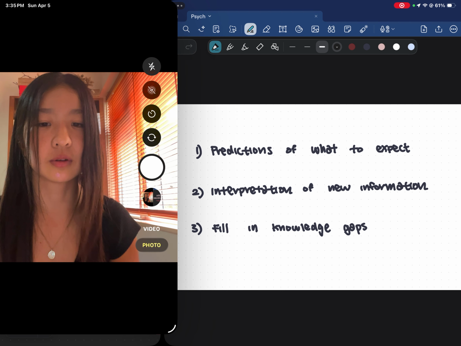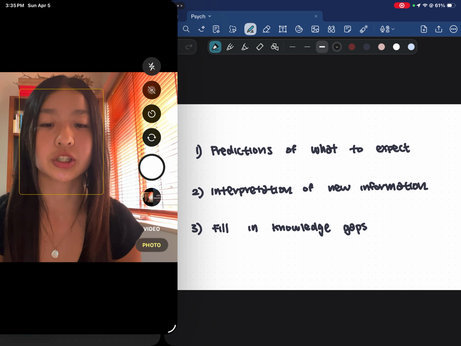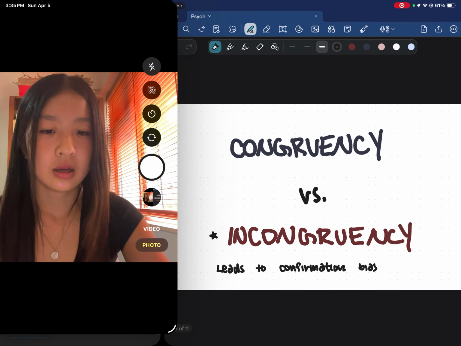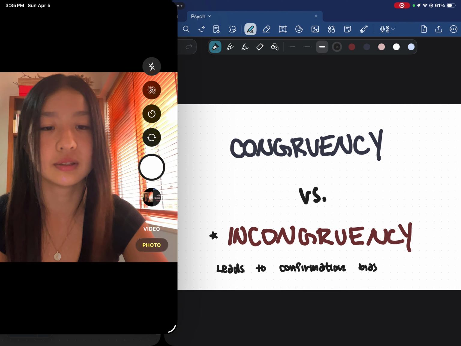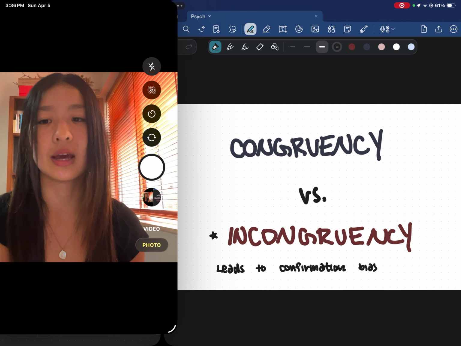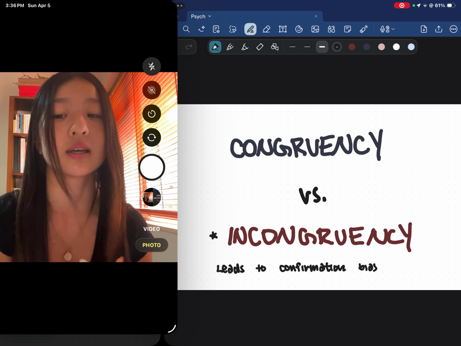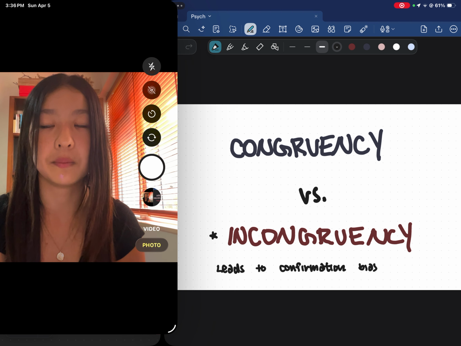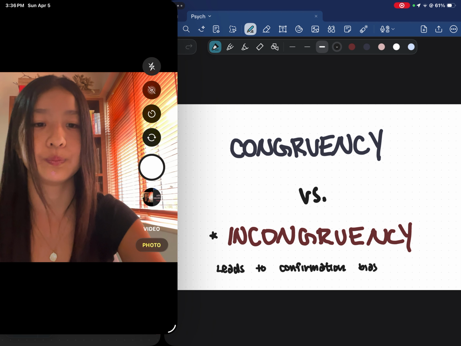So schemas allow us to predict what to expect in unfamiliar situations. They also help us interpret new information and fill in knowledge gaps when we just don't know certain things. Schemas lead to two types of outcomes, congruency and incongruency. Congruency is when we notice information more because we fit that information into a pre-existing schema, whereas incongruency is ignoring information that doesn't fit into our schemas, which can lead to confirmation bias because we tend to then have a very narrow view of just things that we've already predetermined to be inside our set scripts.